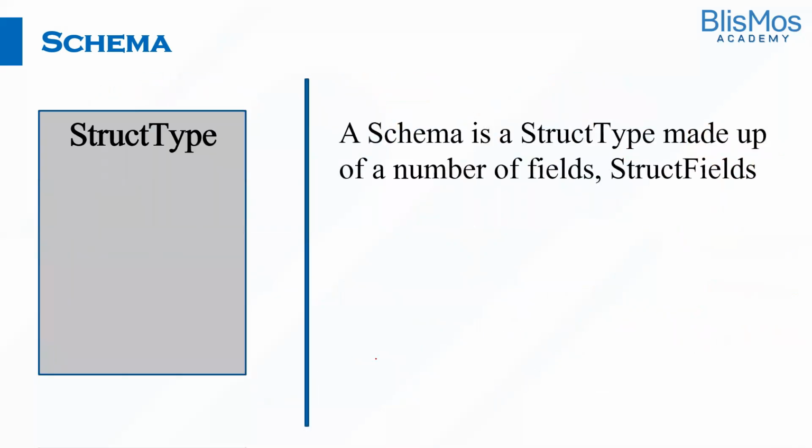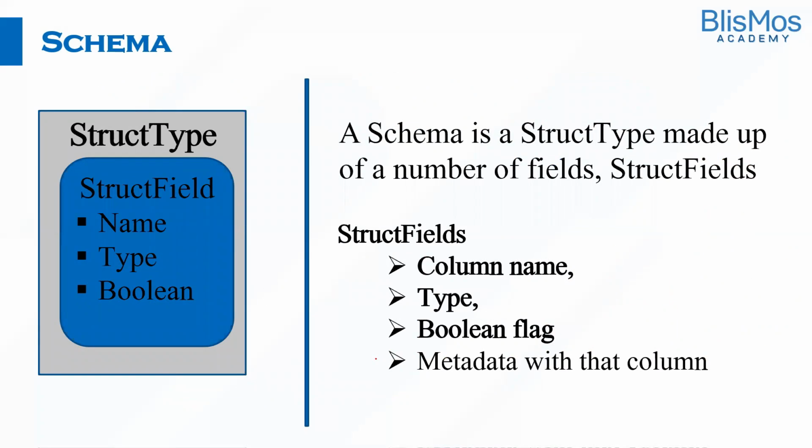Let us see what the schema looks like. First and foremost, schema is of a struct type. We need some data structure to hold the schema as well, right? So here we will be using a struct type. Struct type is in turn made up of struct fields. Struct fields are in turn made up of 3 important things. One is the column name, the second one is the type of this particular column, and the third one is the boolean flag. And also, if you want, you can provide the metadata also.